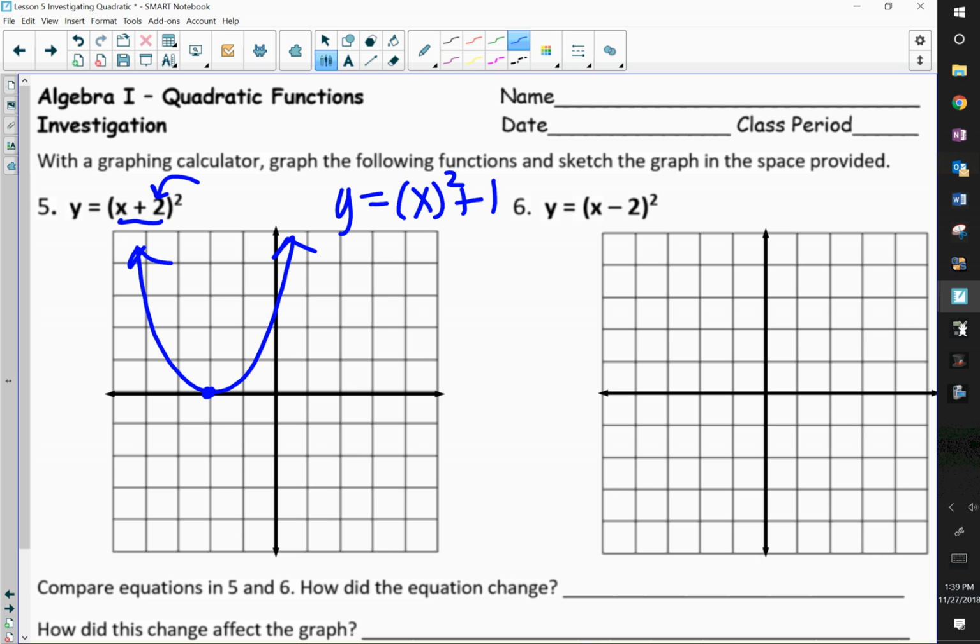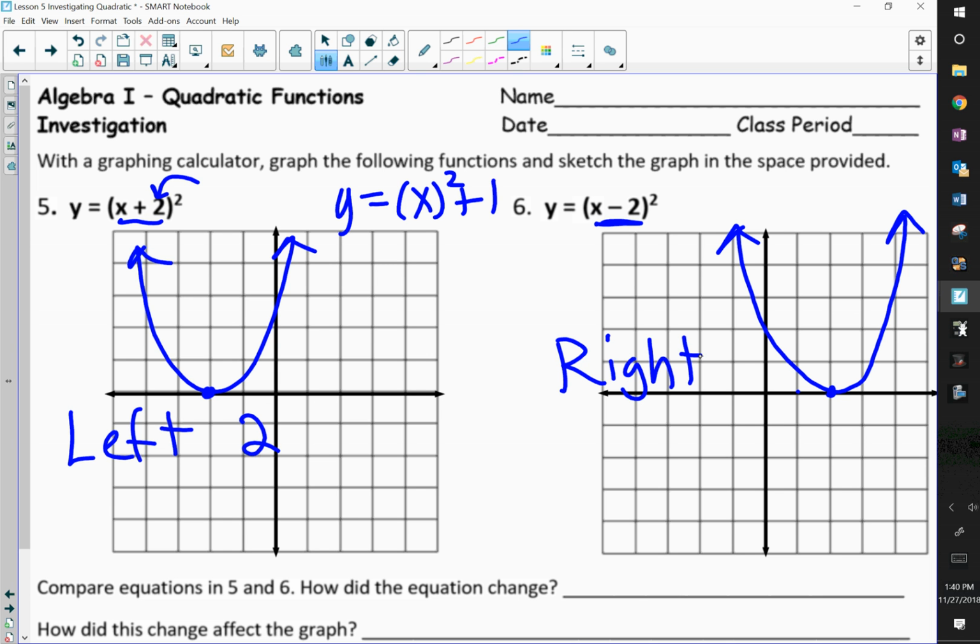So just like the absolute value function, if I add 2 on the inside, it shifts it to the left. If I subtract 2, it's going to shift it to the right. 1, 2 places. Comes down. So as best you can, make these U-shaped graphs on your graphs, and then write it like we did before. Adding 2 on the inside will shift it to the left 2. And subtracting 2 on the inside will shift it to the right 2 spaces.